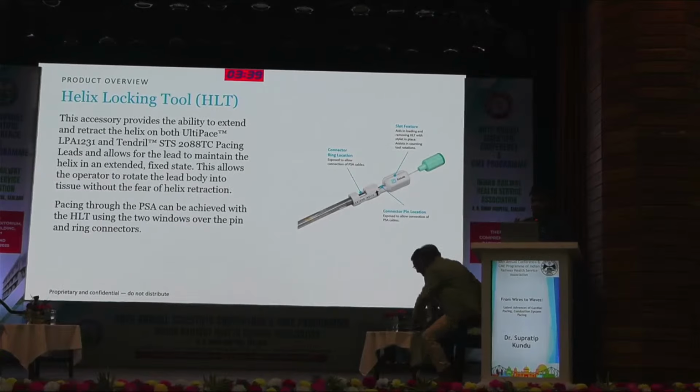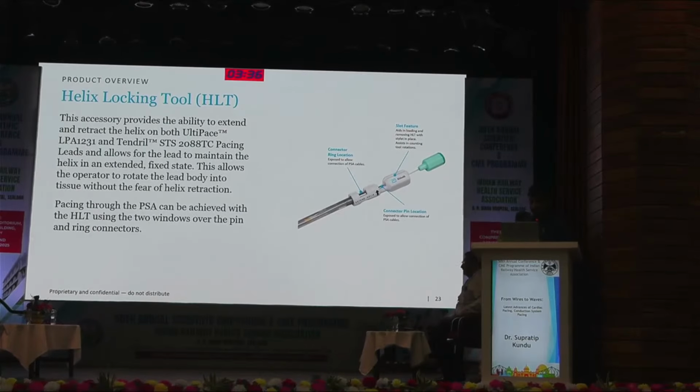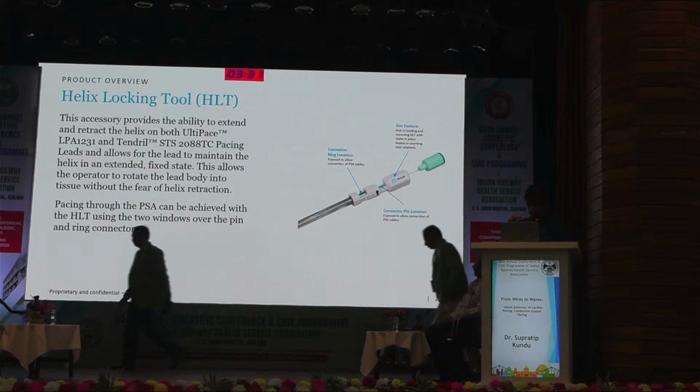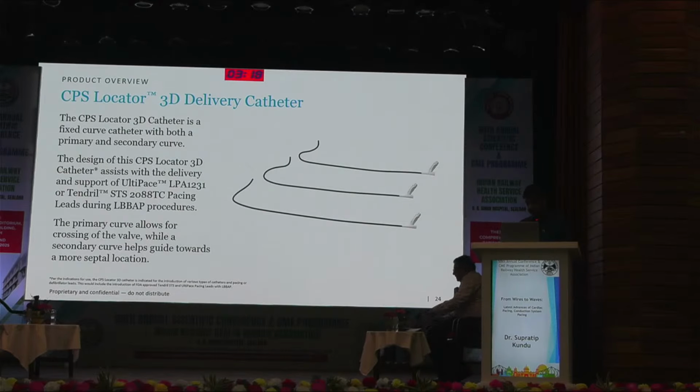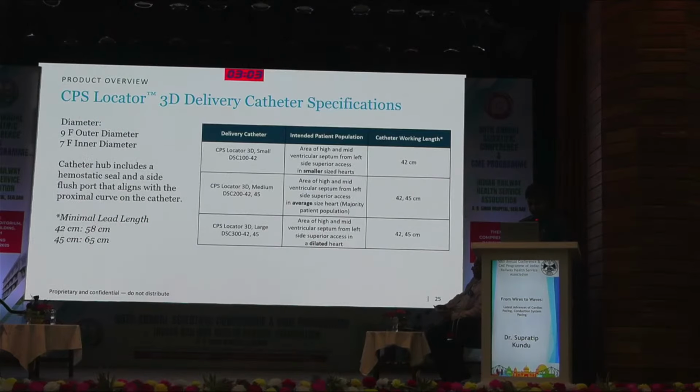One of the important things with the Tendril system is that there is a helix locking tool which helps in the transmission of the torque. The CSP locator they provide is another useful thing which helps us to locate the position of the CSP lead, and along with the locking tool, it helps us to place the lead at the position.